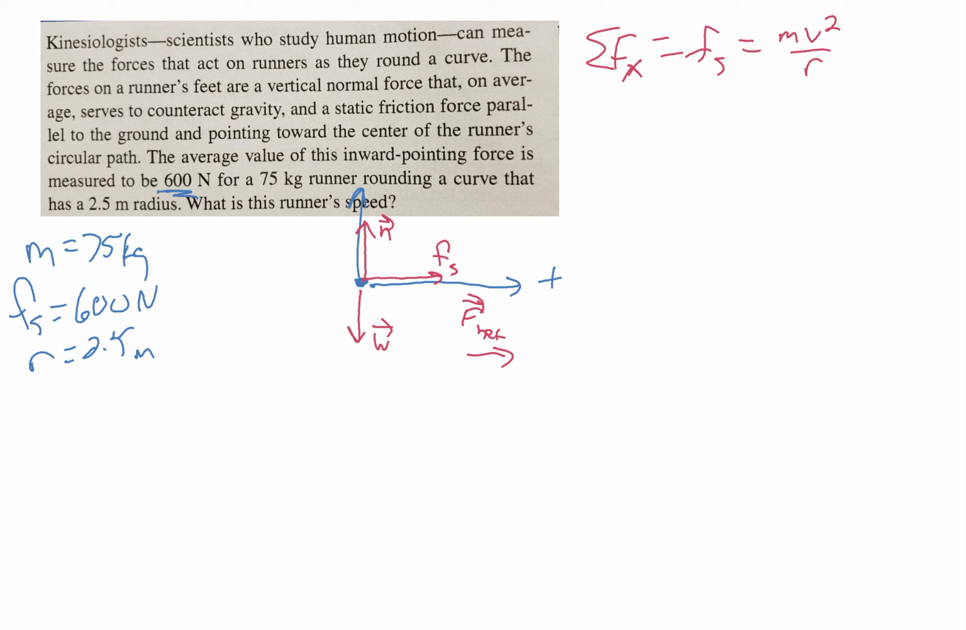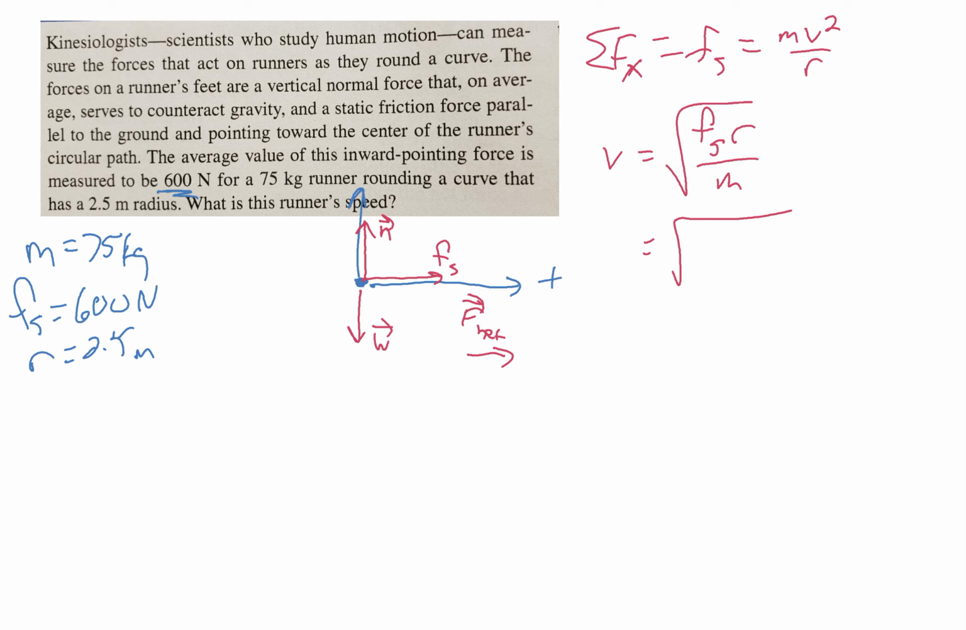Okay, well, we know F sub s, and we know m, and we know r, and we're looking for the runner's speed. So we're just looking for v here. Very straightforward. We just solve for v. So multiply both sides by r. We have F sub s r, divide by m, and square root, and we have v equals that. We can plug all that stuff in, and we'll have our answer.